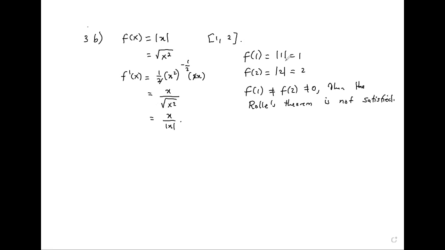C, the function h of x is equal to 2 to the power 2x plus 1 minus 3 multiplied by 2 to the power x plus 1, in the interval -1, 0.